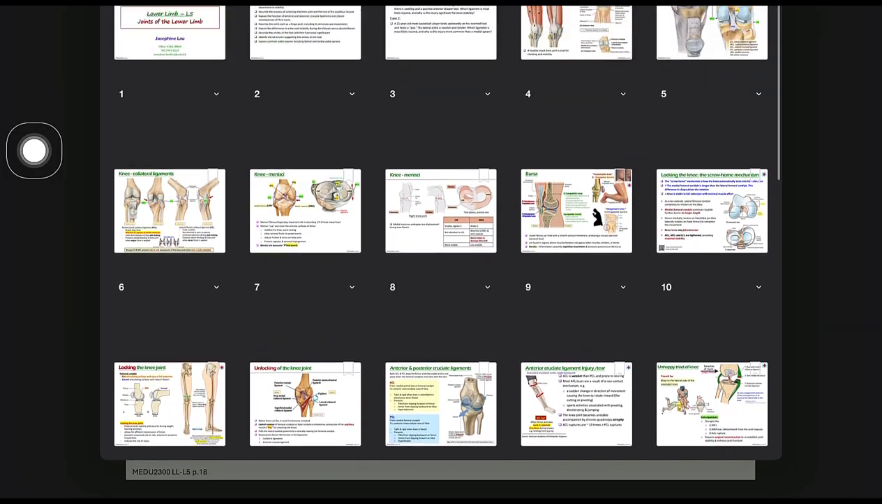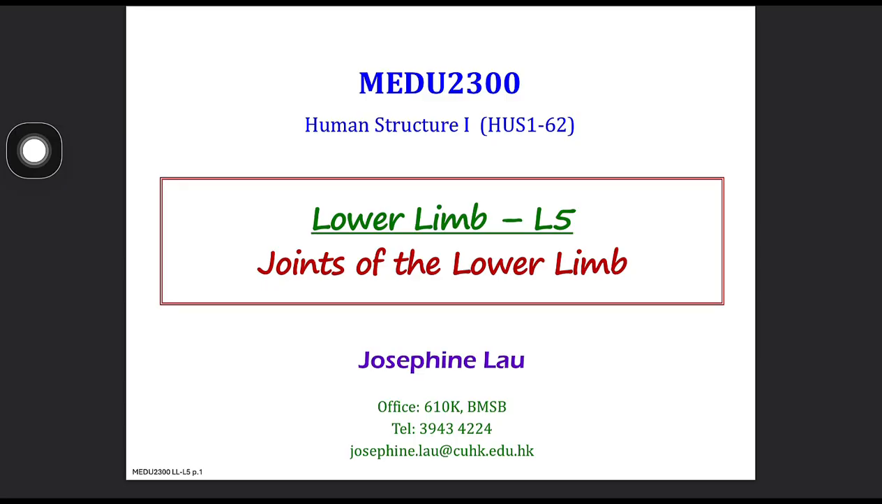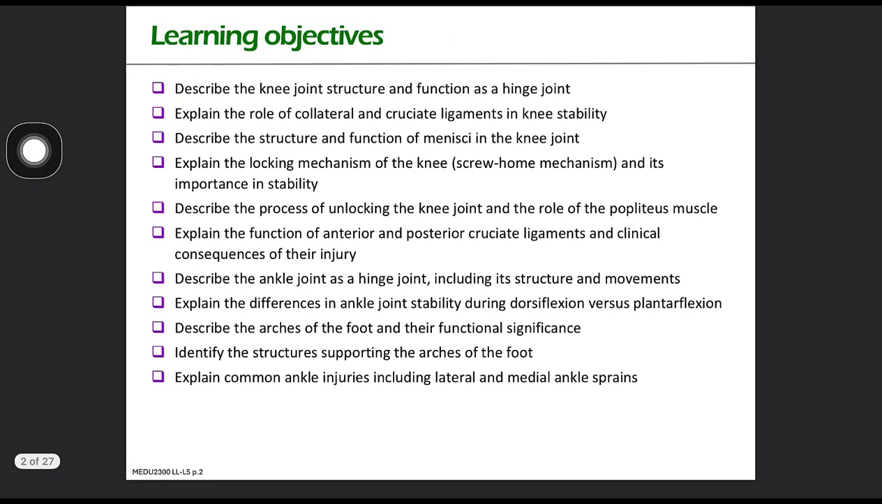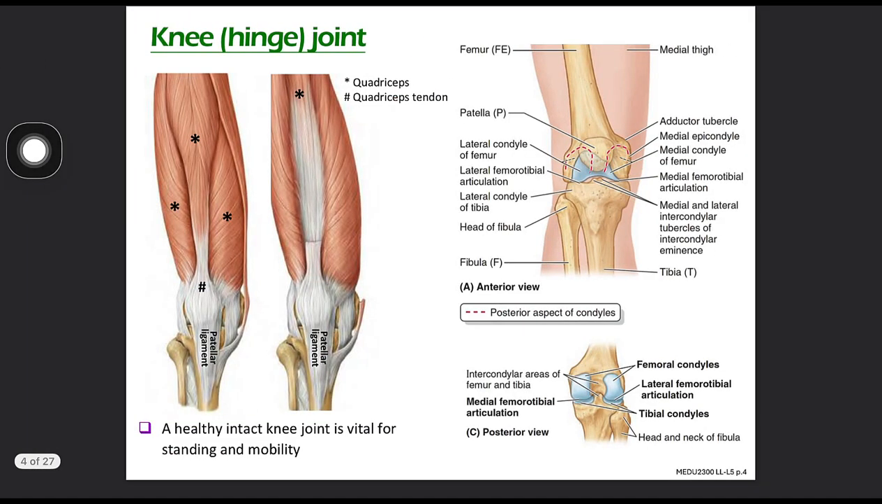So this is lecture 5. So please take a look at the knee structures. The knee is the most complicated hinge joint, okay? And it's so important for us, whether or not to stand, to walk, and to run, right?